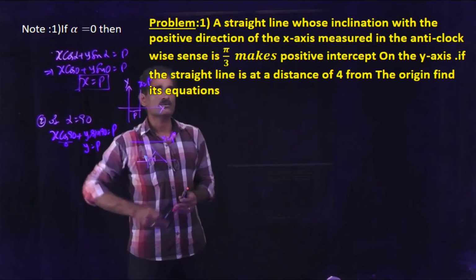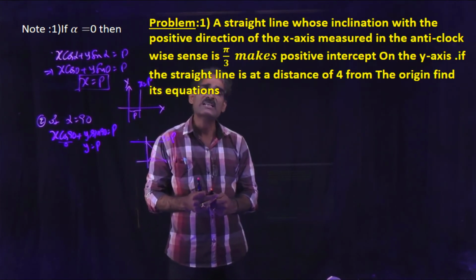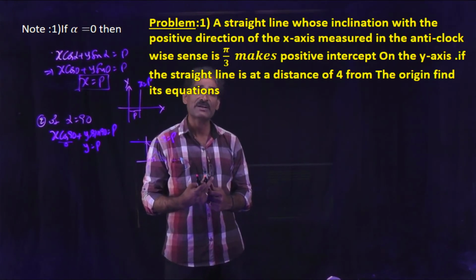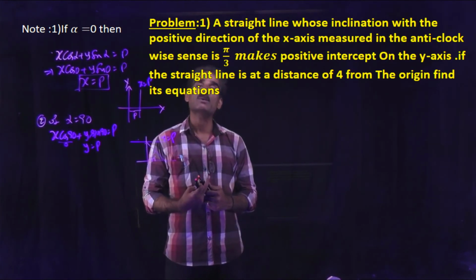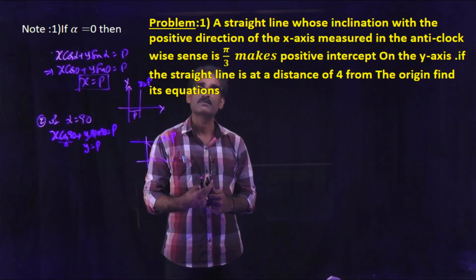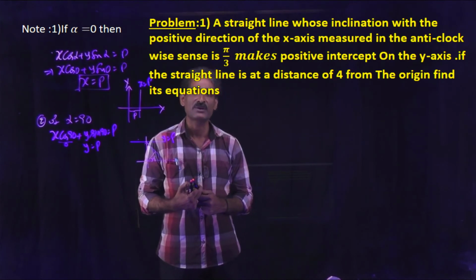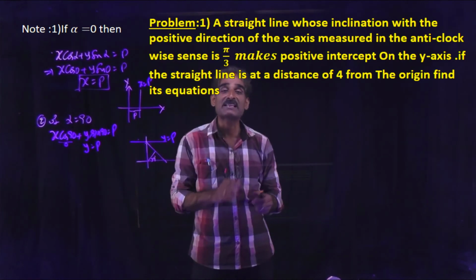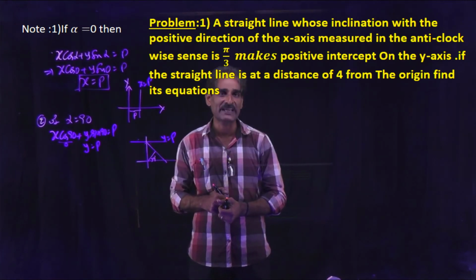Read the question carefully. A straight line whose inclination with the positive direction of the x-axis, measured in anti-clockwise direction, is pi by 3, 60 degrees, makes positive intercept on y-axis. If the line is at a distance 4 units from the origin, find the equation of the line. Simple. The inclination of the line is pi by 3 and it has positive intercept on y-axis.